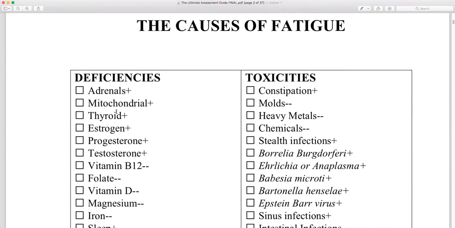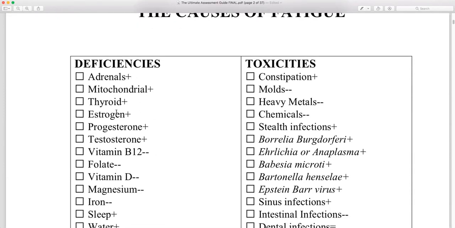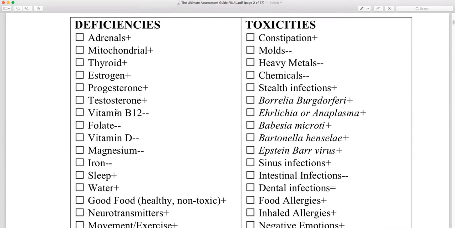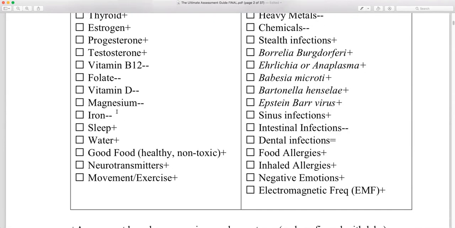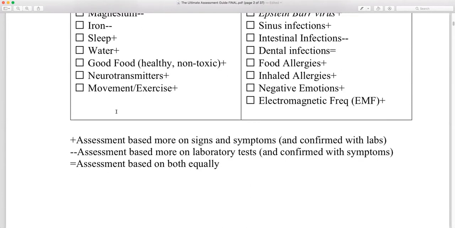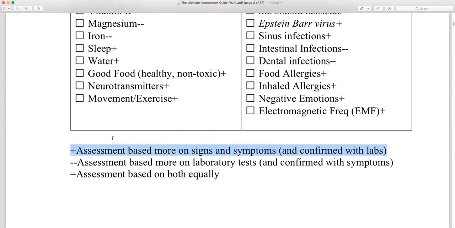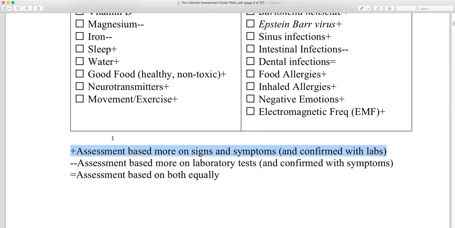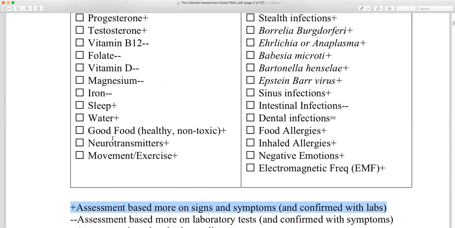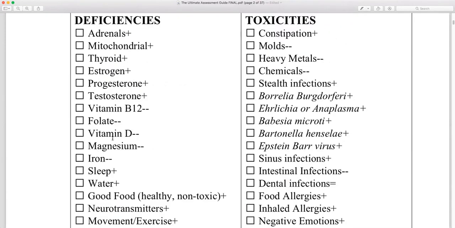And so what I've done is I've grouped them into deficiencies as well as into toxicities. And we're going to go through all of these. You'll see the pluses and the minuses next to them. I've given you some guidance on whether assessment is based more on signs and symptoms and confirmed with labs. So if you don't have the labs yet and you still want to dive into this packet, you can do so by focusing mainly on those that have the plus next to them, which are mainly the ones that you can diagnose based off of your signs and symptoms.